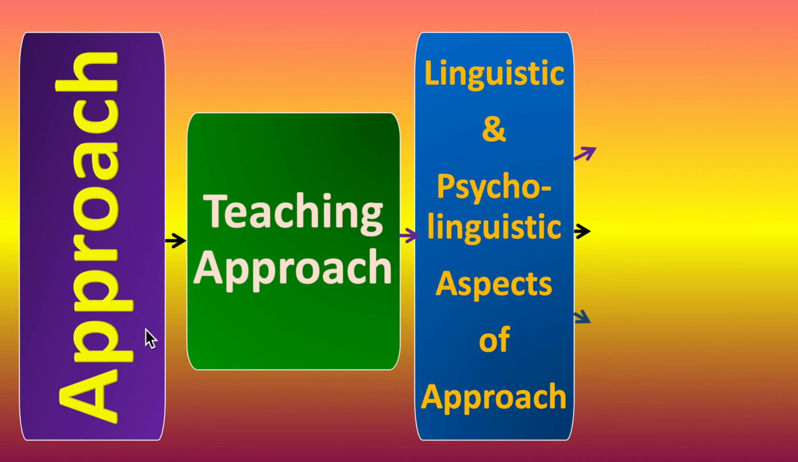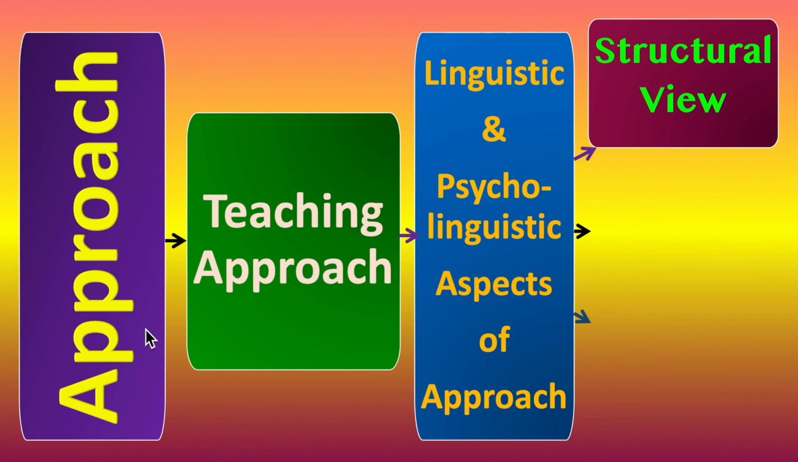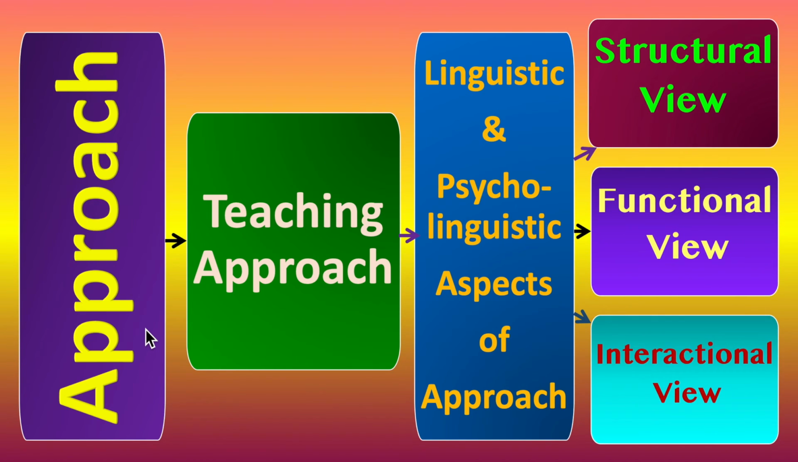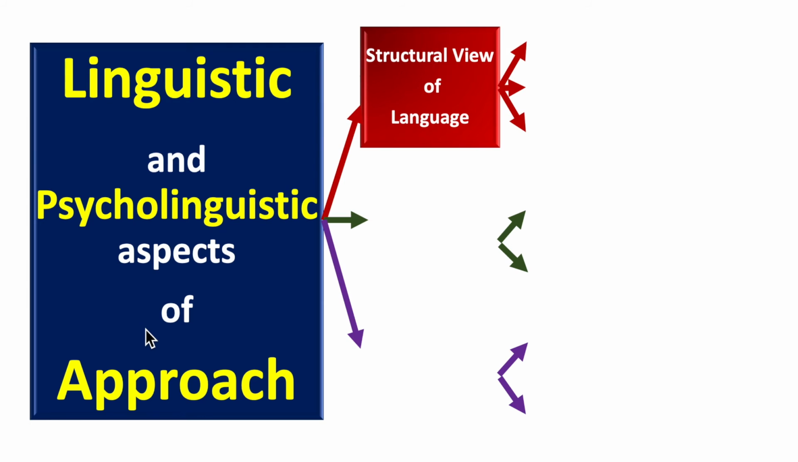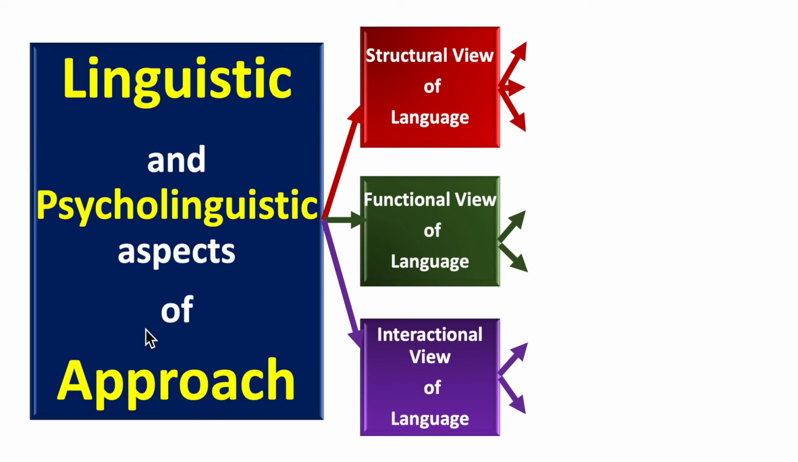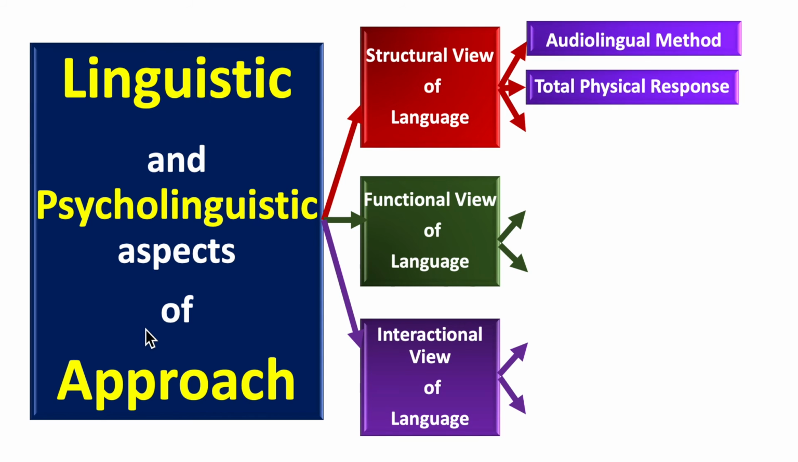In turn, these linguistic and psycholinguistic aspects of approach lead us to explore three different theoretical views of language, and they are as follows. The first one is structural view, second functional view, third interactional view. We move on to the next. Our linguistic and psycholinguistic aspects of approach help us form a structural view of language, functional view of language, and interactional view of language. Further, structural view of language includes audiolingual method, total physical response, and silent way.